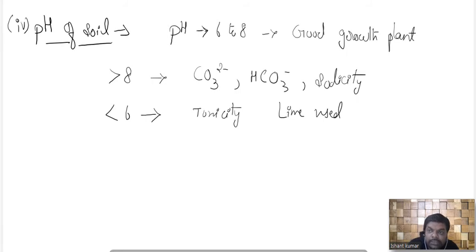Next, let's talk about one more example of the pH scale in our muscles, related to our body only: the pH scale of acids in our muscles.